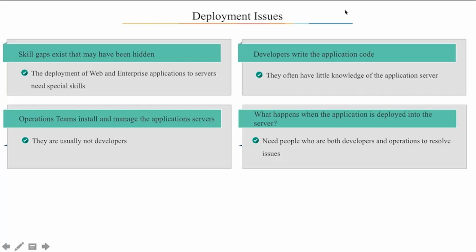And then lastly, what happens when the application is deployed into the server, right? At that point, you're going to need people who are both developers and operations to resolve any issues. This is why I said that in my experience, it's often better that each project team has DevOps and developers working together to accomplish their goals, versus doing it the other way where you just create a DevOps team and say they're responsible for all the DevOps stuff. Because when it's done that way, they often don't have the perspective necessary to work through project-specific issues.